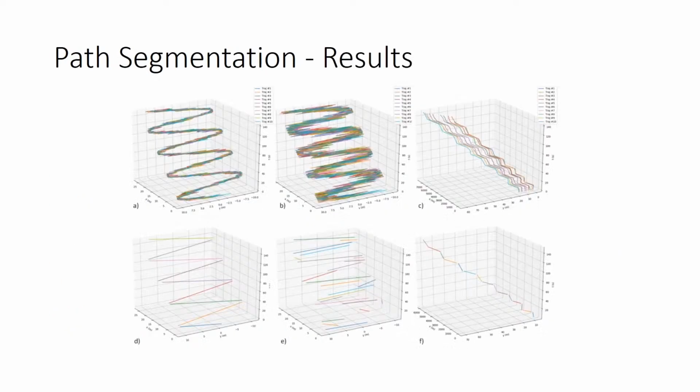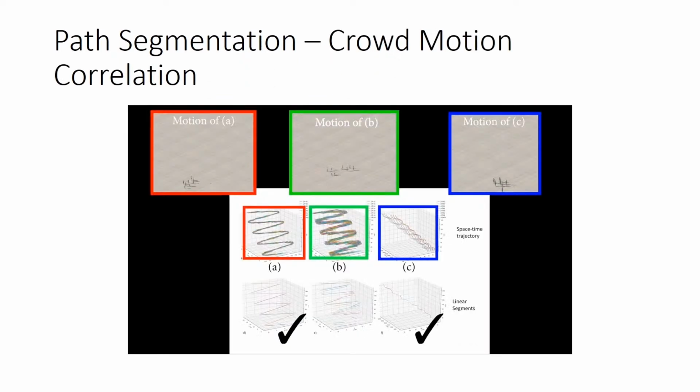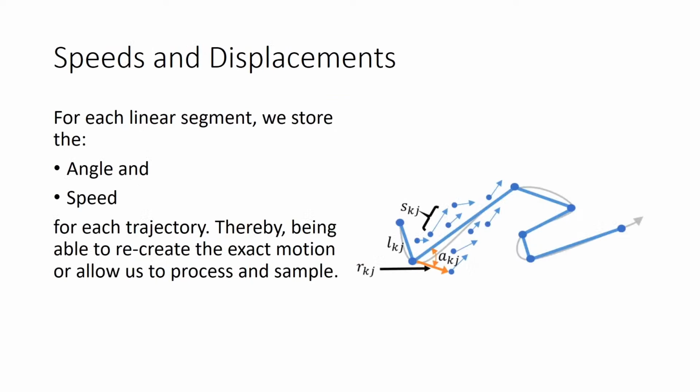In these examples, we show the algorithm applied to a crowd moving in a sine wave form, the sine wave form with a lot of noise added, and a stop-and-go motion of a crowd. Here we illustrate the motion of the crowds. For each linear segment, we store the angle and speed of each trajectory of each virtual human. Thereby, we are able to produce the exact motion of the crowd or able to process it and resample it.